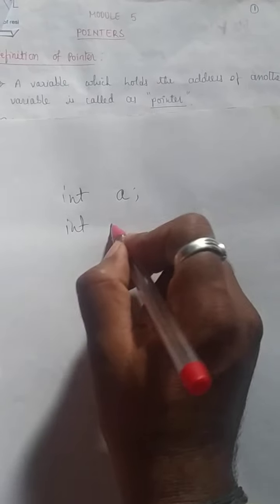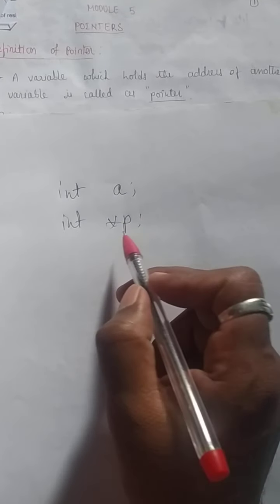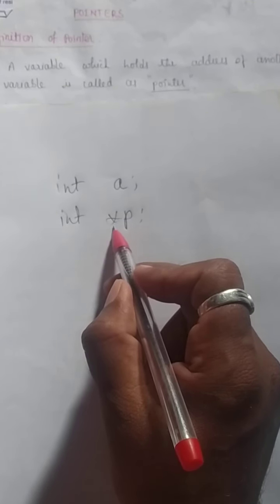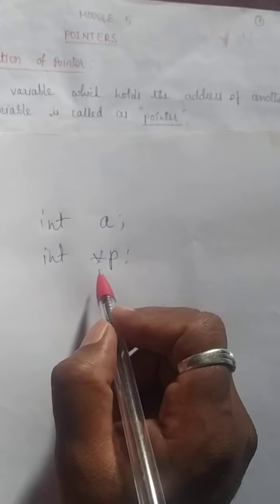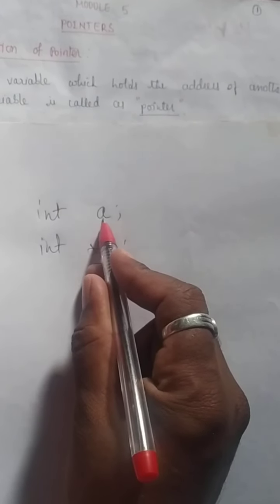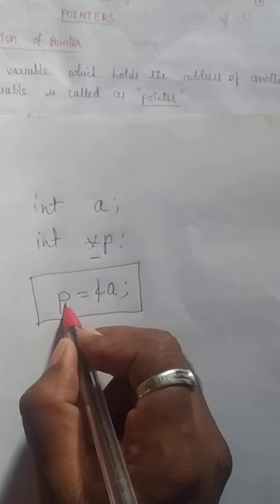Suppose, for example, int a is a normal variable declaration. int *p is a pointer variable declaration. So here the star indicates the pointer. Okay, now the meaning of this definition is that a pointer is a variable which holds the address of another variable. So here this variable holds the address of another variable, that is a. Now see here, p is assigned &a. So this is the definition: a pointer is a variable which holds the address of another variable.